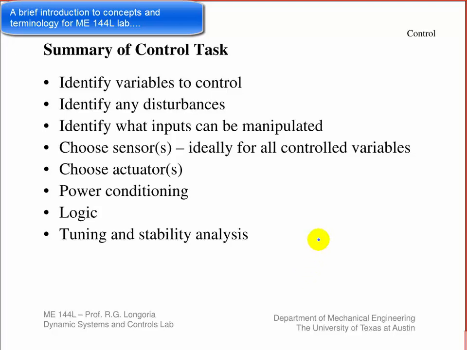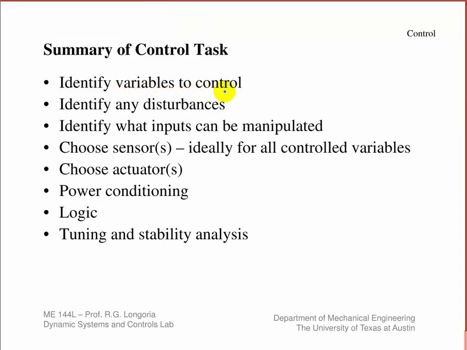So very briefly, these might seem obvious, but in a lot of control tasks, you want to identify what it is you're trying to control. And obviously in this system, that's pretty easy. We're trying to control the position of that needle. But sometimes it's more than one thing that you have, more than one process or more than one variable that you're trying to control. So that's one of the first things you do.